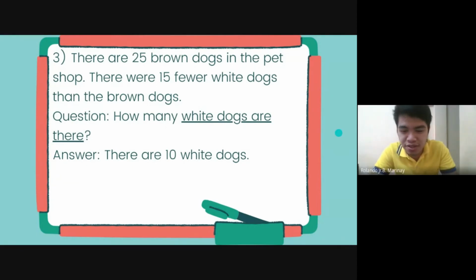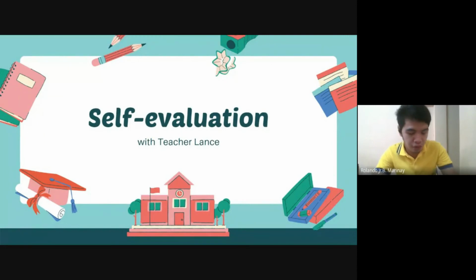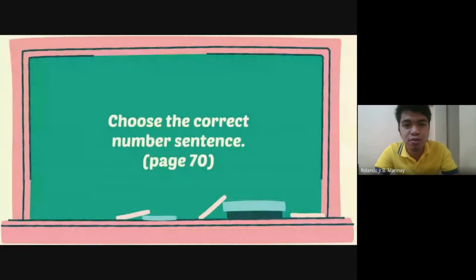Okay, so let's move on to the next part. We're going to do the self-evaluation that is on page 70. So please open your book to page 70. What you're going to do is only choose the correct sentence. So we're going to read the sentence and choose the correct number sentence. Is it going to be plus or is it going to be minus?